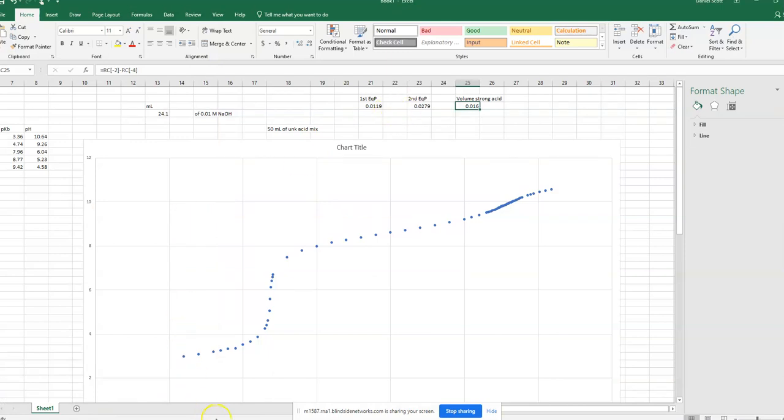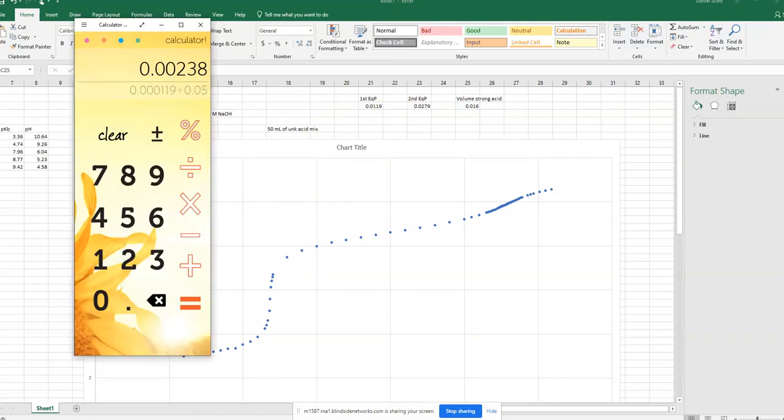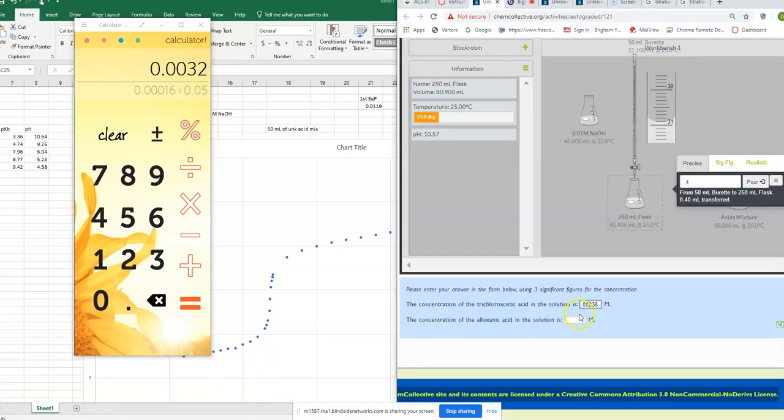Now back to this. 0.016 times 0.01 divided by 0.05. 0.0032. Forgot a 0. Ooh, one more 0 on the other side. Yeah. My goodness.